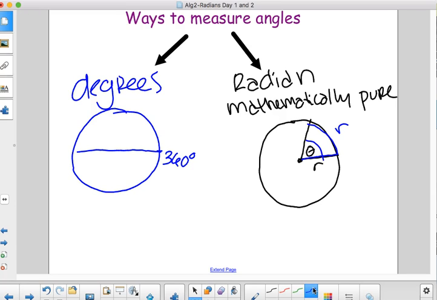So here, this angle would be 1 radian because 1 radius fits on the outside. If we do it again and we make another angle so that this arc is the same as its radius, this would be 2 radians because 2 radiuses fit on the outside. If we were to do it again so that we can fit another radius, how big is that angle? It's 3 radians because 3 of them fit.